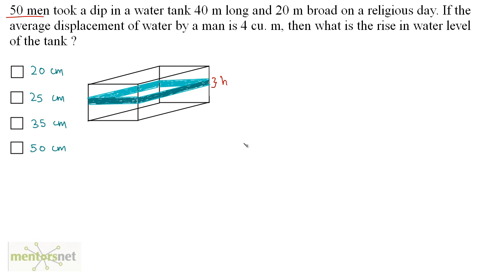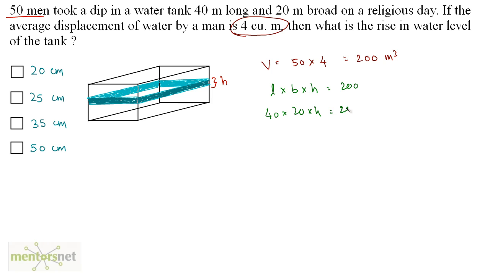Okay. So what is the volume of water displaced? Well, the volume of water displaced by one man is 4 cubic meters. So the total volume displaced is equal to the total number of men times the water displaced by one man. That's 50 times 4, and that's 200 cubic meters. So that's the volume. Well, volume is equal to L times B times H, and that's 200 right now. Okay, L and B are given, H we have to find. Length is 40 times breadth is 20 times H is equal to 200.